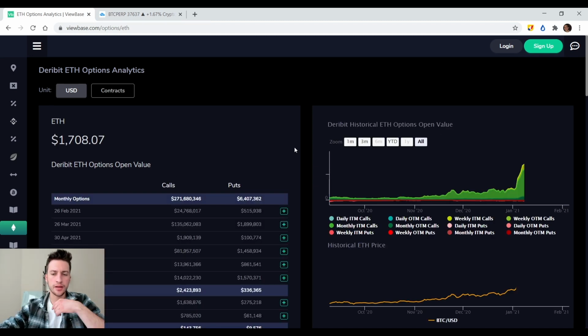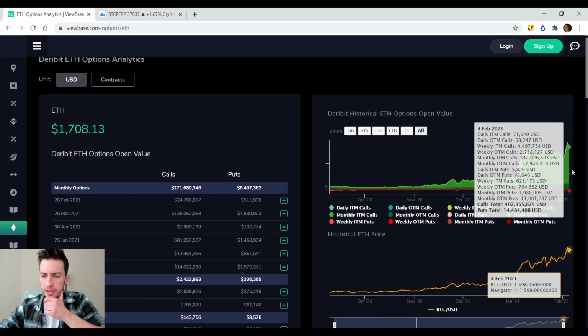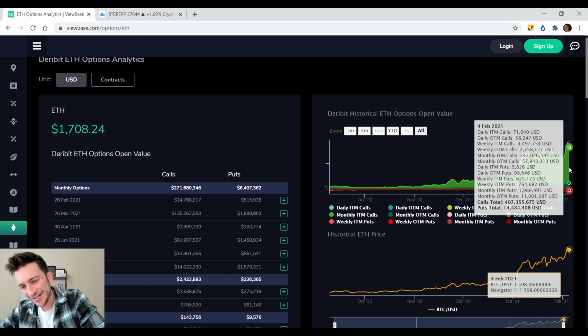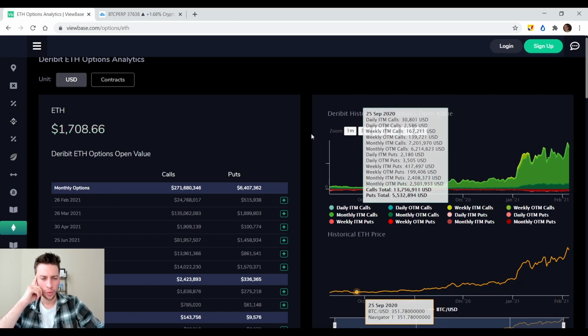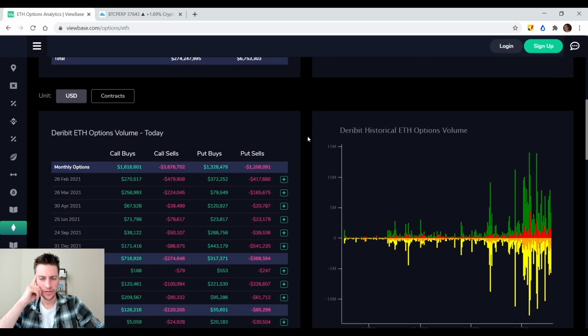All right, let's go look at Ethereum. I actually haven't looked at this yet, but it's the same kind of story. Everyone is betting on the market rising with option markets and derivatives. Look at this. We have open contracts of 400 mil versus 14 mil. That's an insane ratio. Wow. Okay, let's go look at volume, not just open interest.